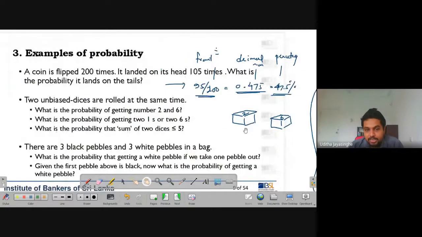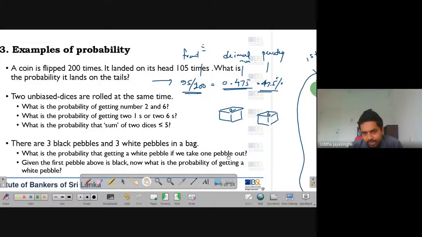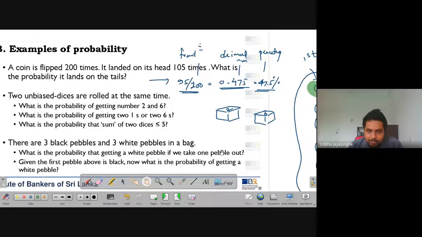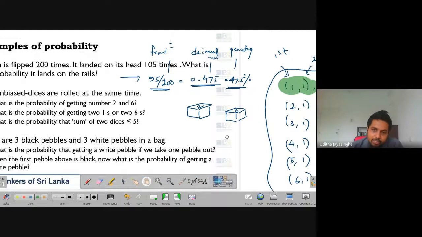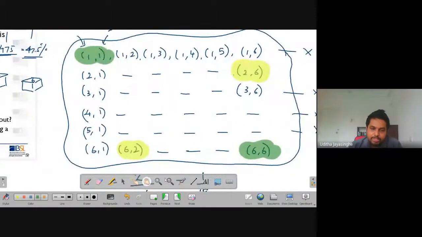Third one, what's the probability that the sum of the two dice, I have put it in quotes also, sorry, the sum of the two dice is less than or equal to 5. Now this is going to be interesting. The sum of the two dice is going to be less than or equal to 5. What does that mean? Now let me erase these drawings for the last part.